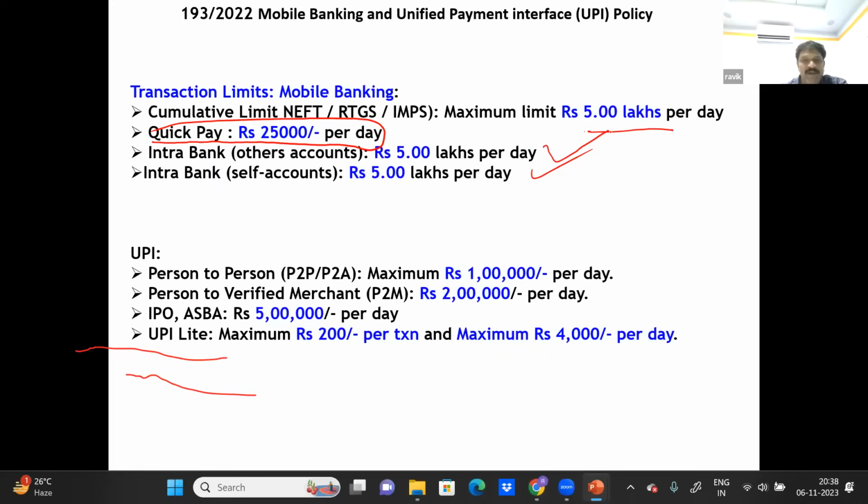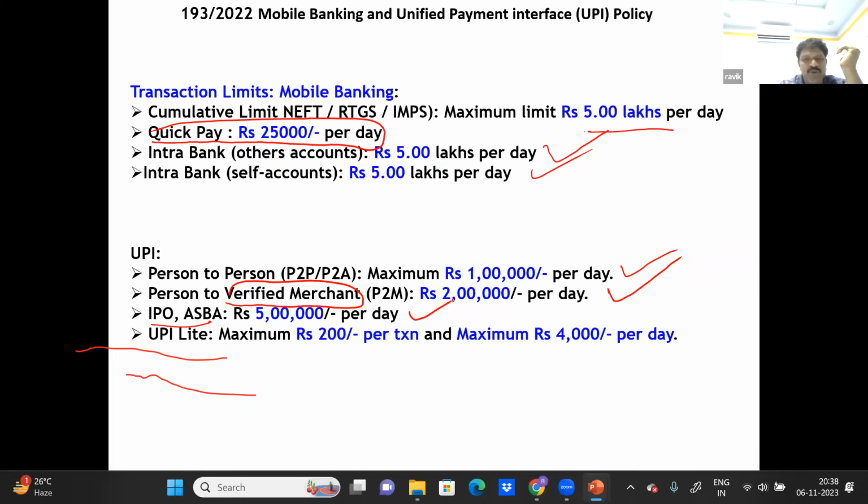Then UPI. Person to person means maximum 1 lakh only. Person to verified merchant, 2 lakhs per day. Very important to remember transaction limits. Person to person in UPI is 1 lakh. Person to verified merchant is 2 lakhs. IPO, public offers, ASBA, 5 lakhs per day.